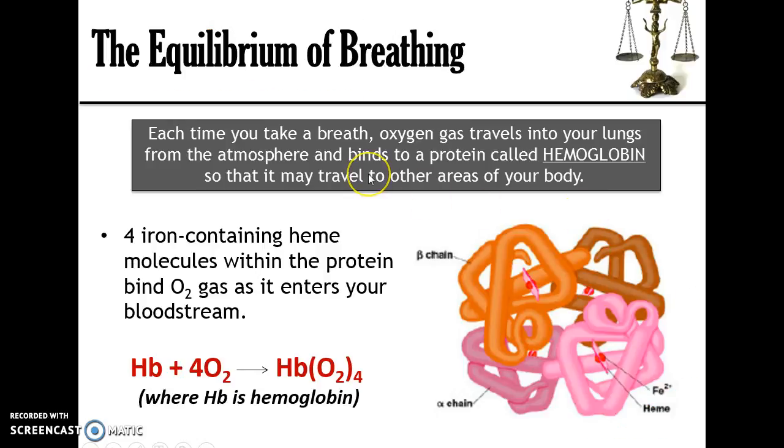So let's talk a little bit about the equilibrium of breathing. Each time you take a breath, oxygen gas travels into your lungs from the atmosphere and binds to a protein called hemoglobin. This is hemoglobin right here. It's composed of 4 subunits, and in each of those subunits, you have an iron-containing heme molecule. That's the molecule that actually binds oxygen gas. And this reaction is reversible.